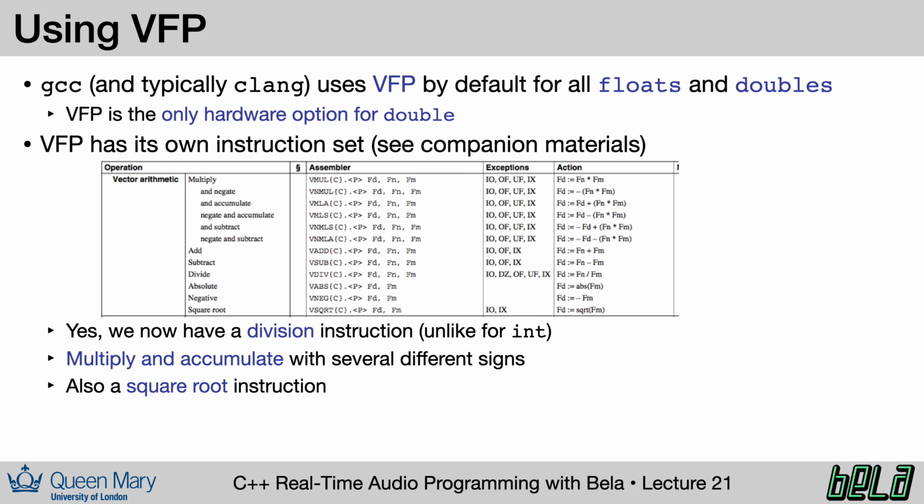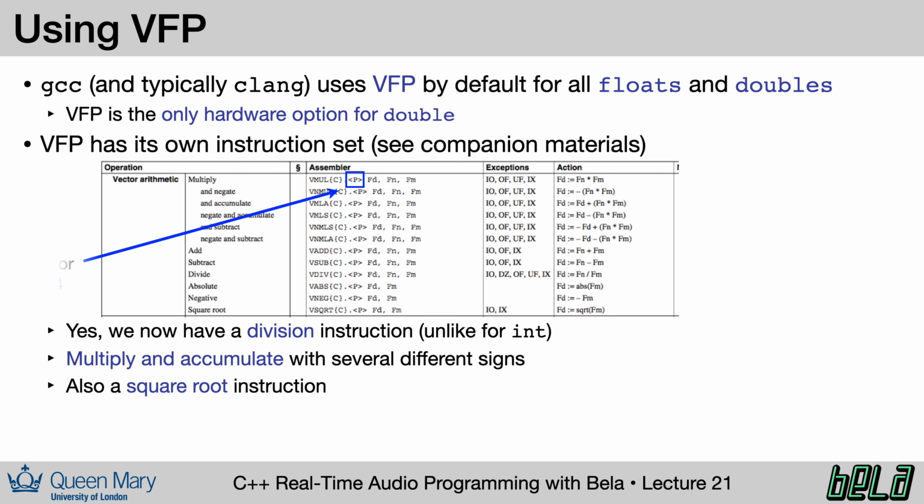And typically, in C++, if your code works with floats, the compiler will usually generate VFP instructions for that. If your code uses variables of type double, then VFP is actually your only hardware option, because the Neon does not support double precision. The VFP floating point unit is a separate part of the processor, and it has its own instruction set compared to the main ARM core. In the companion materials, you can find a link to this instruction set. You can see here that we have many of the familiar mathematical instructions like addition, subtraction, multiplication, and division, and also an instruction for calculating the square root.